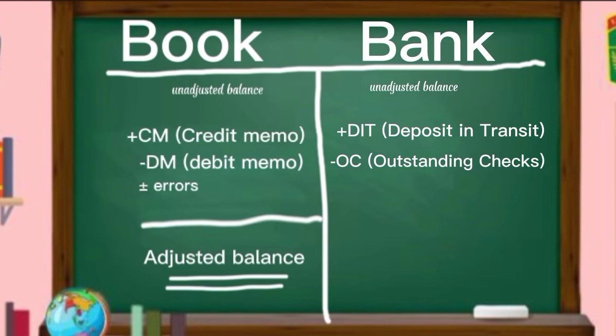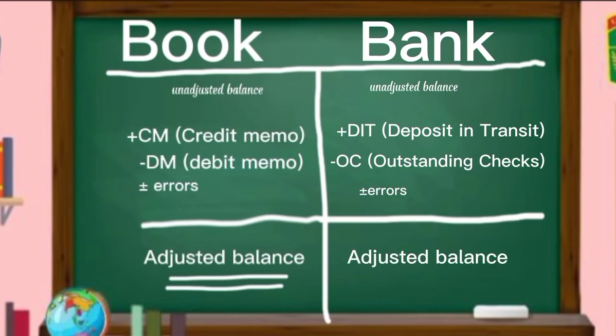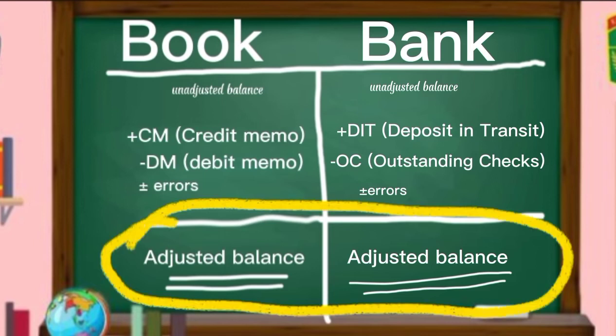Got it? So, after that, solve mo na ulit with the plus and minus errors. Then, you get the adjusted cash balance, which is our objective. So, dapat ang adjusted balance natin kay books and banks should be equal. Alright, lagi nating tatandaan yan. And the amount of that is what you will present as cash in the statement of financial position. So, ayun naman talaga yung purpose ni bank recon, di ba? Ano nga ulit yun?